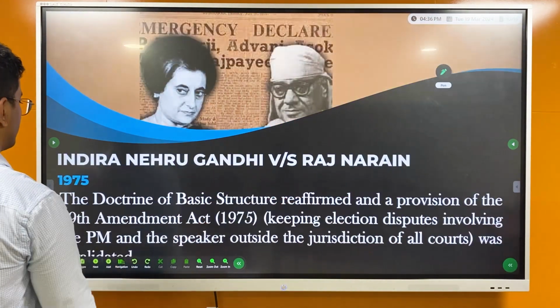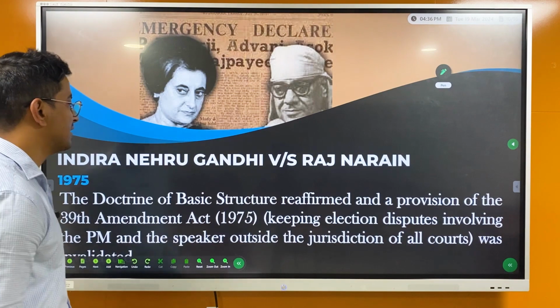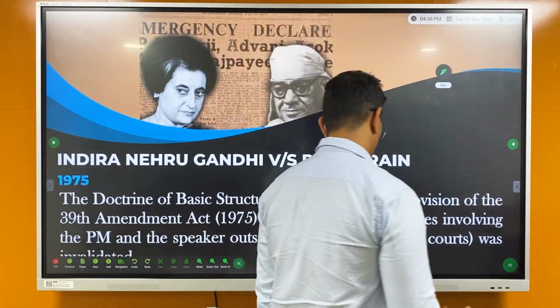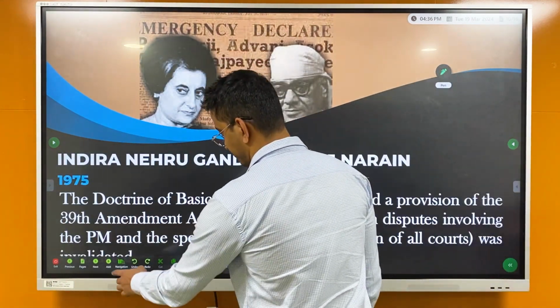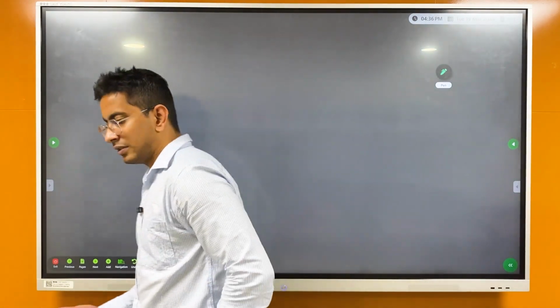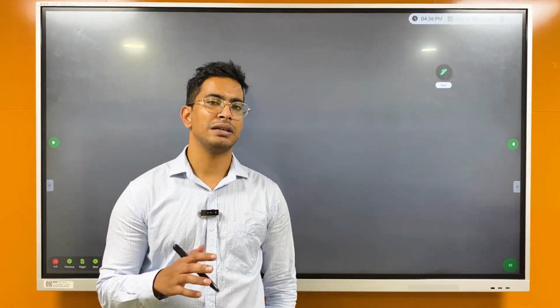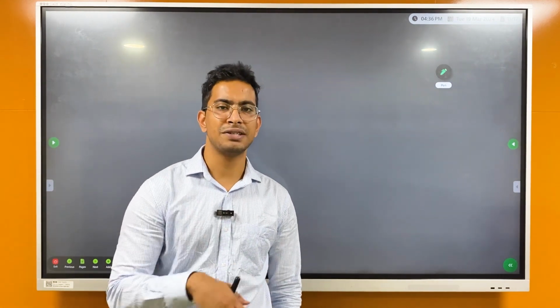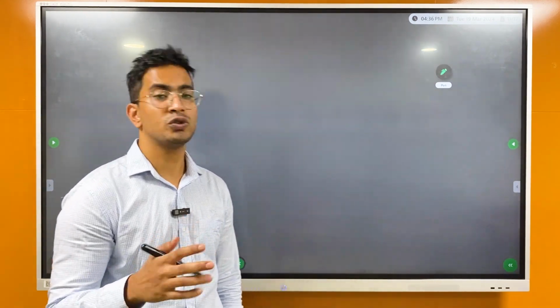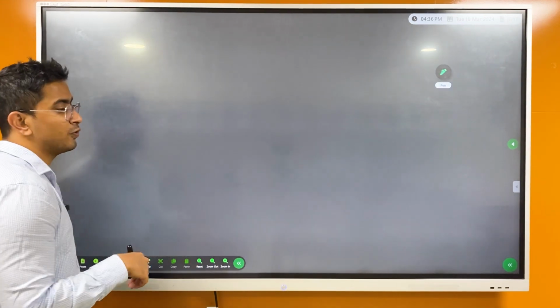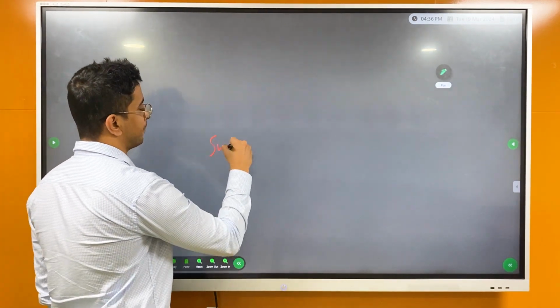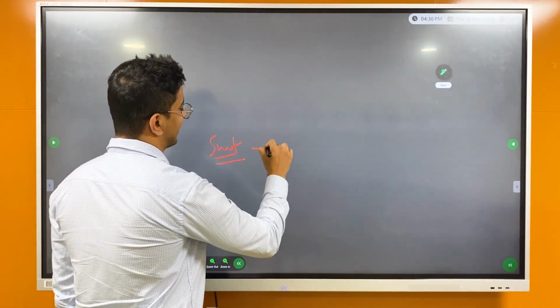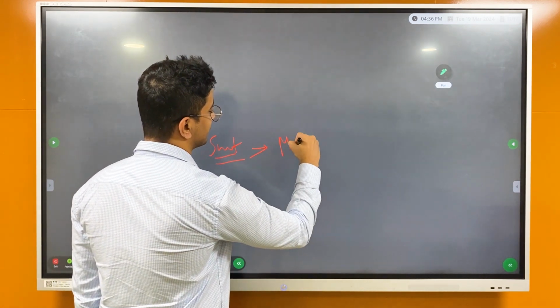So after this, we have seen this in Indira Nehru Gandhi versus Raj Narayan. So what was the case here? So the fight between the executive and the judiciary. These executives are the one who sit in the legislature when they make laws. So this was not over. There was a case going on against Srimati Indira Gandhi. It was related to malpractices.